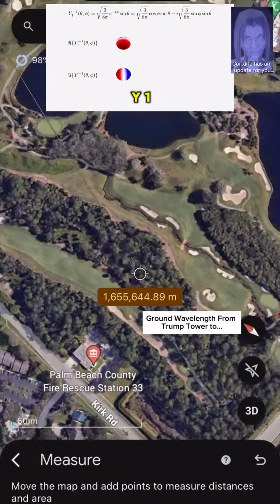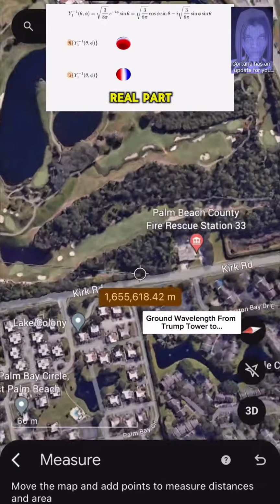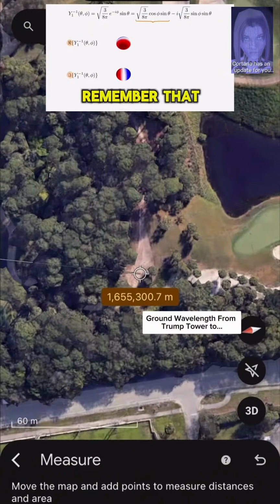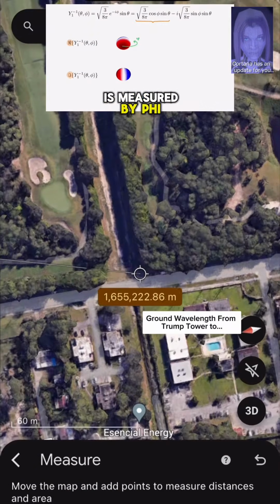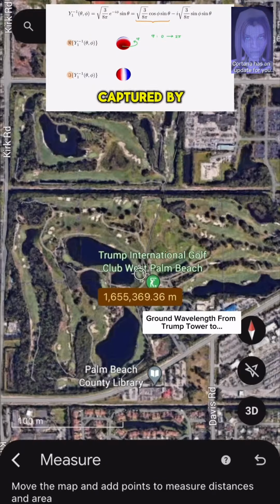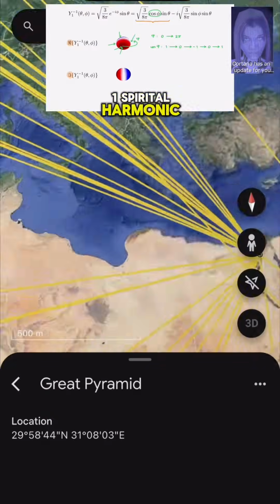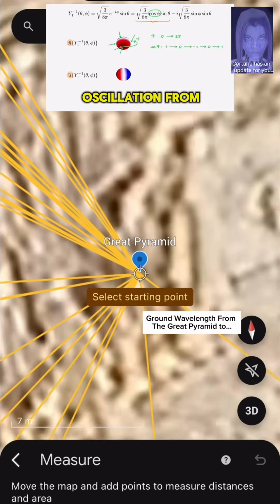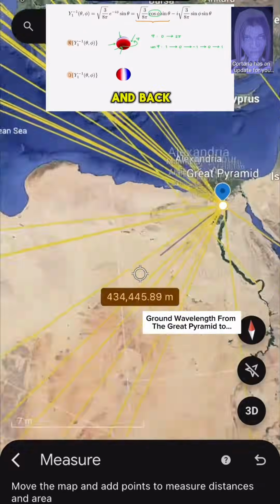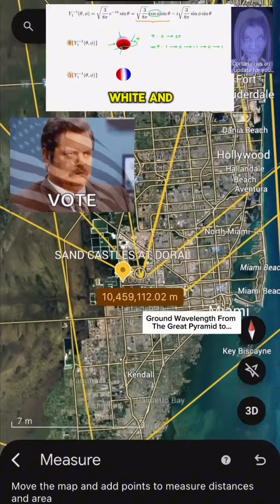These plots show the Y_1^1 spherical harmonic. The top diagram shows the real part, while the bottom diagram shows the imaginary part. Let's start with the real part, which is given by this term up here. Remember that the angle along the horizontal plane is measured by φ, and that φ runs from 0 to 2π. We see that the φ dependence is fully captured by this cosine term. For the φ dependence, the real part of the Y_1^1 spherical harmonic exhibits a full cosine oscillation from positive to negative and back to positive, and pictorially we get red, white, blue, white, and back to red.